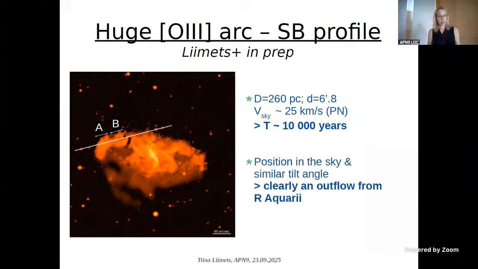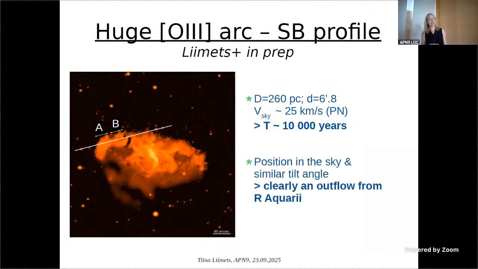And because there is an obvious positioning in the plane of the sky very close to Araquari, and it has a similar tilt angle as the orbital solution of the binary, as well as the hourglass nebula here in the center, it is clearly an outflow from Araquari, most probably from a previous evolution of the white dwarf.